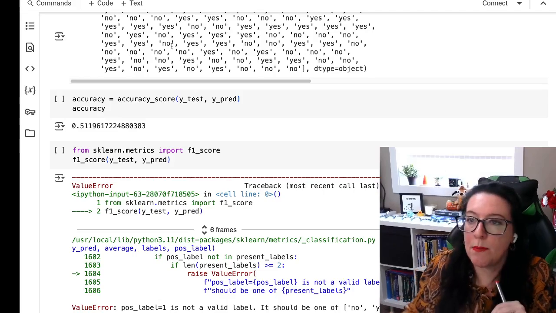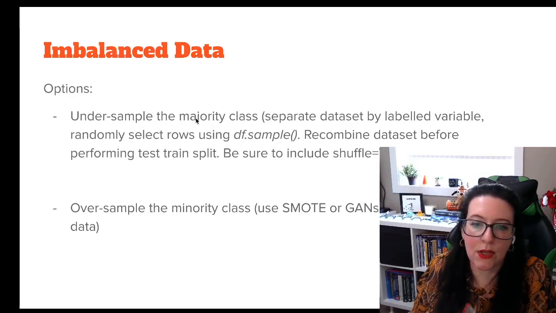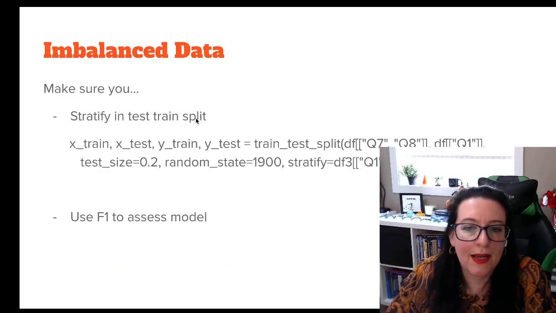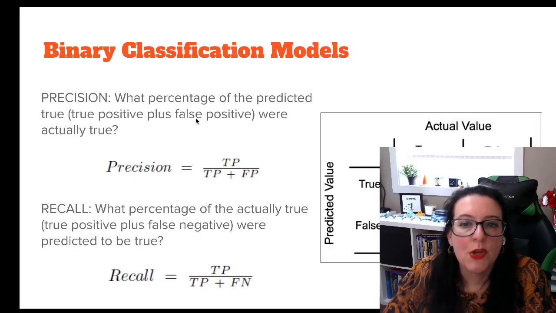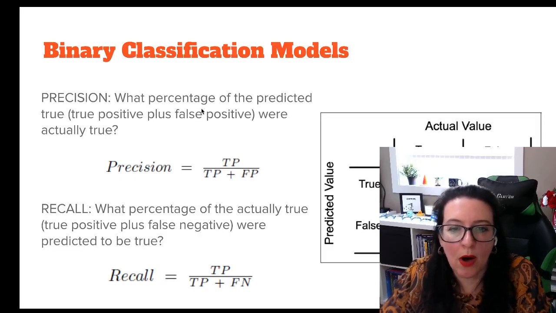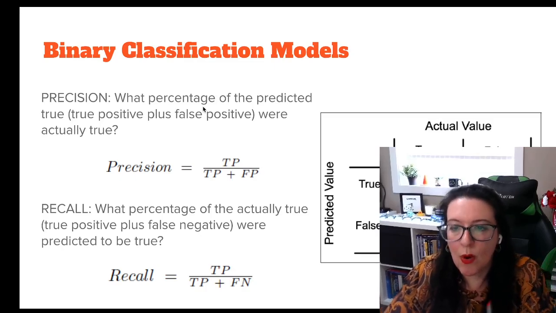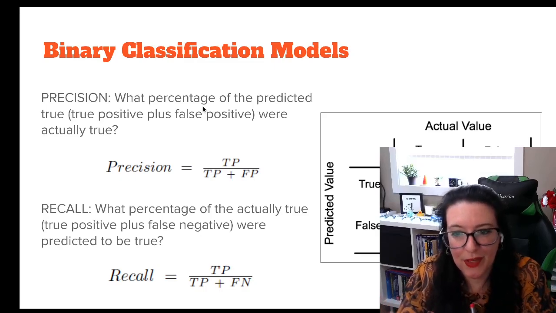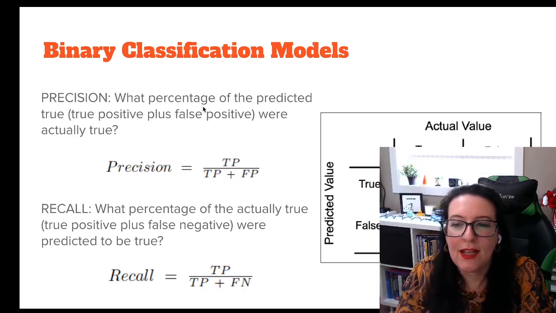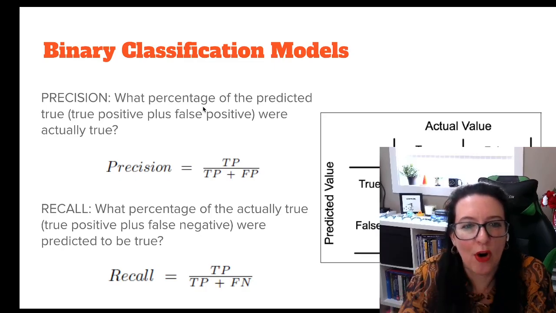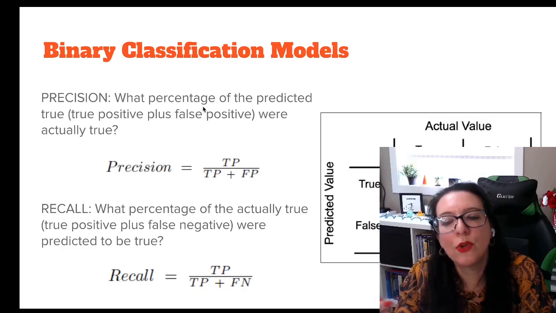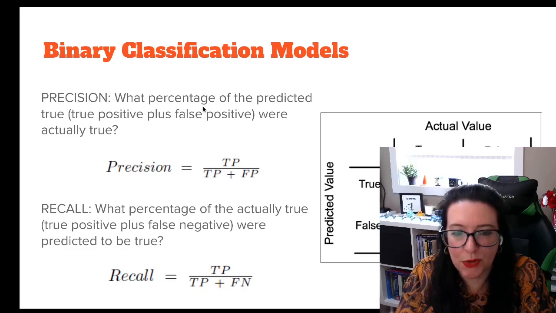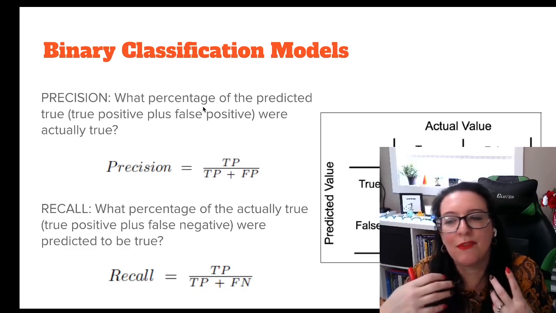There is another method for assessing accuracy when you have imbalanced data, and that is what is called F1. So when we've been doing our classification models, we've been looking at precision. What percentage of those that were predicted true were actually true? Okay, so when we look at precision, it considers the impact of the false positives. We also looked at recall. What percentage of the actually true were predicted to be true? So it's looking at the impact of the false negatives.